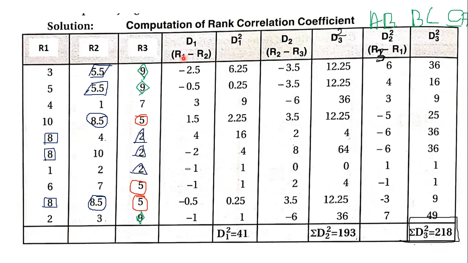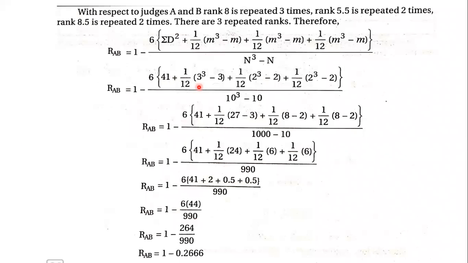So that is why D1 square is considered. D1 square is 41 plus we have 8 repeated 3 times, 5.5 repeated 2 times, and 8.5 repeated 2 times. And then the total number of data that we have in the problem is n equal to 10. We have 10 data given to us.